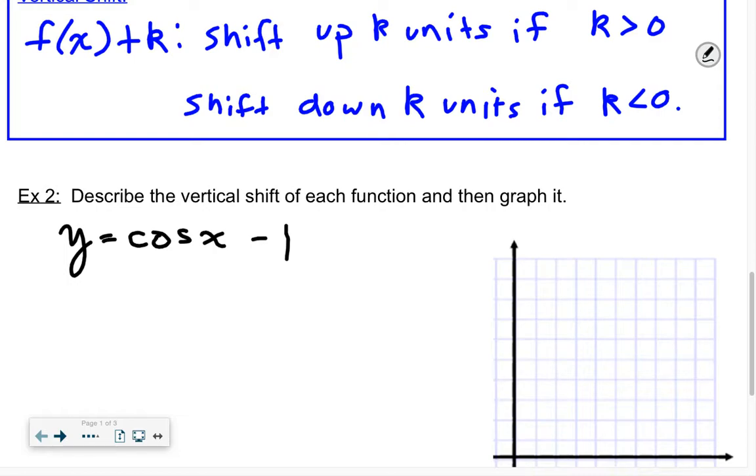So the equation that they give us is y is equal to cosine of x minus 1. No parentheses here, right? So understand, if they don't give you the parentheses, the only thing that's considered to be attached to the trig function is just simply the x. So it's minus 1 on the outside. Hence your vertical shift. Now let's go ahead and establish which way are we shifting this thing, up or down. Down, and how many units? 1.